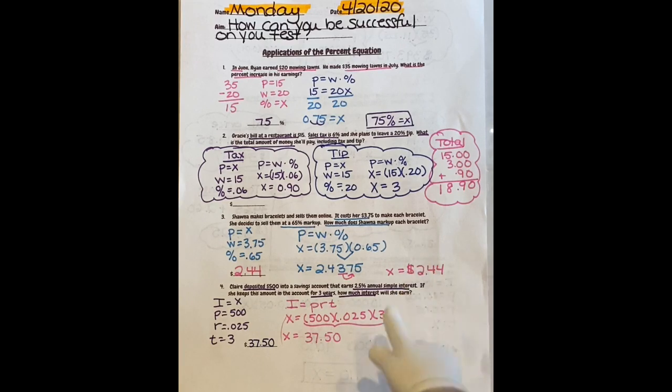All right, question number 4. Claire deposited $500 into a savings account that earns 2.5% simple interest. If she keeps this amount in the account for 3 years, how much interest will she earn?